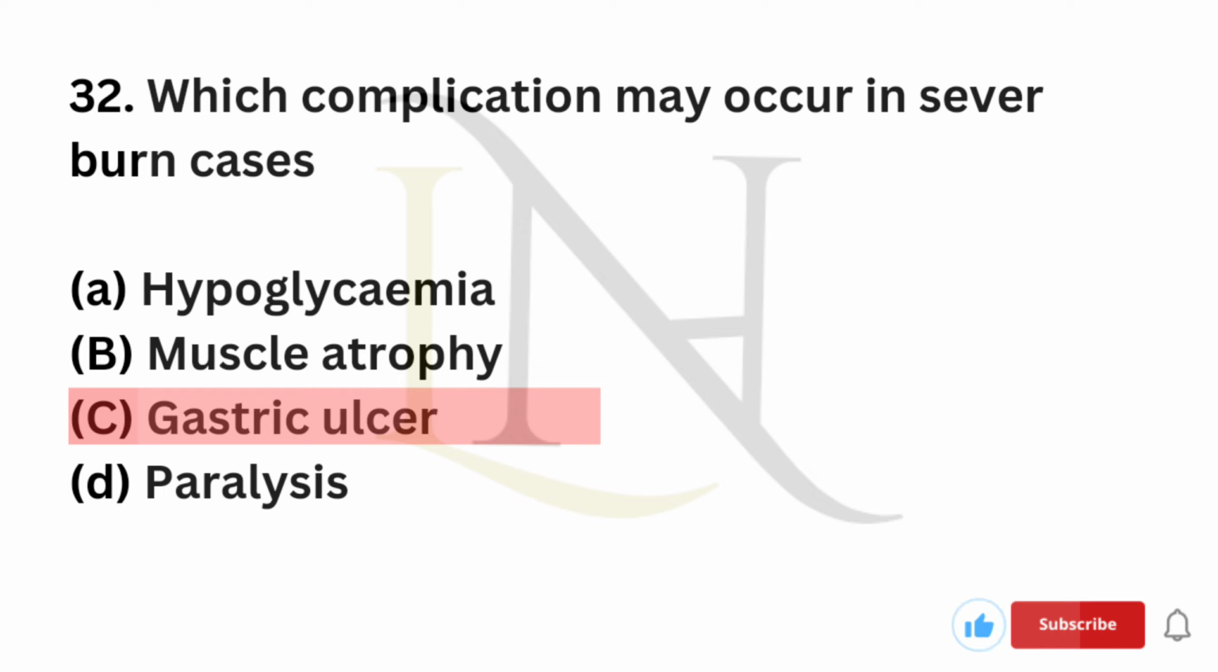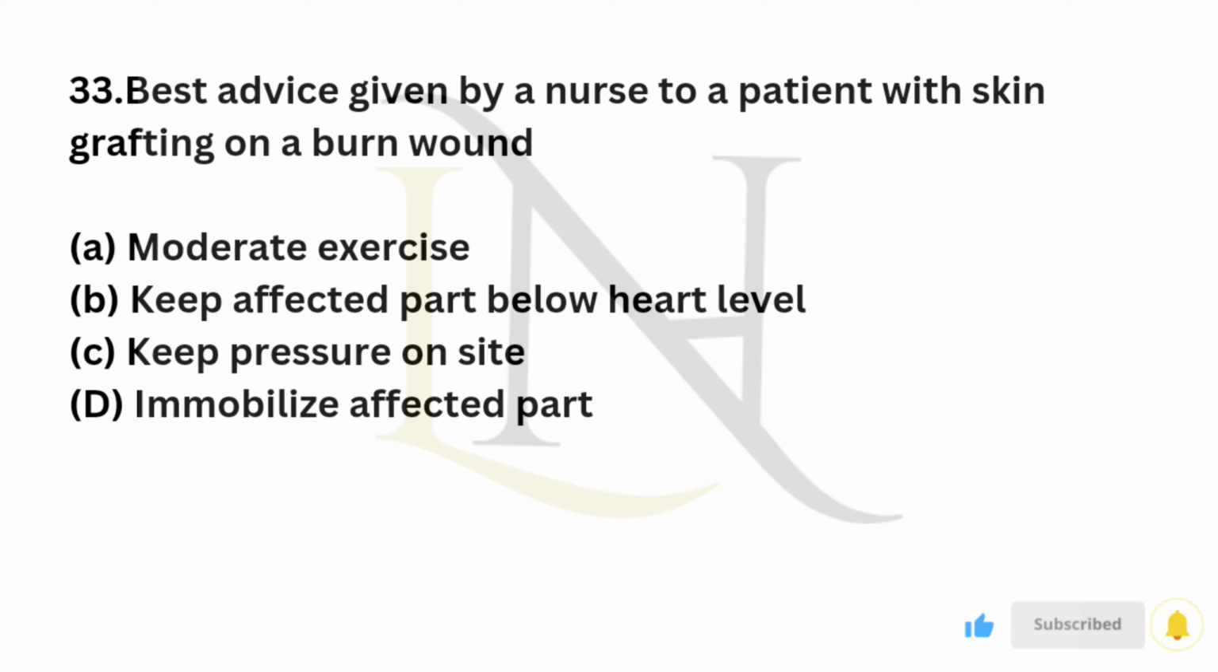Next MCQ. Best advice given by a nurse to a patient with skin grafting on a burn wound. Option A, moderate exercise. Option B, keep affected part below heart level. Option C, keep pressure on site. Option D, immobilize affected part. Correct answer: Option D, immobilize affected part.